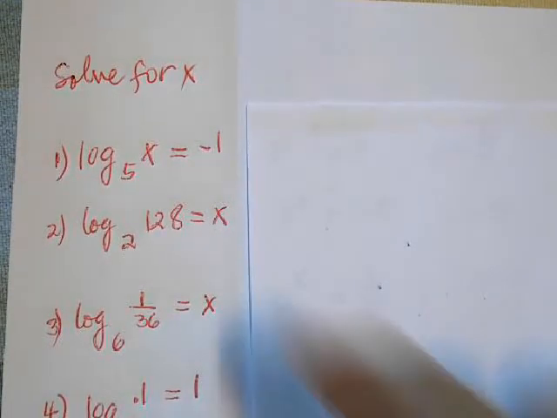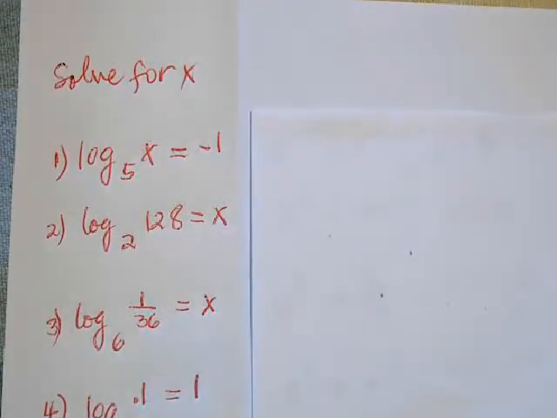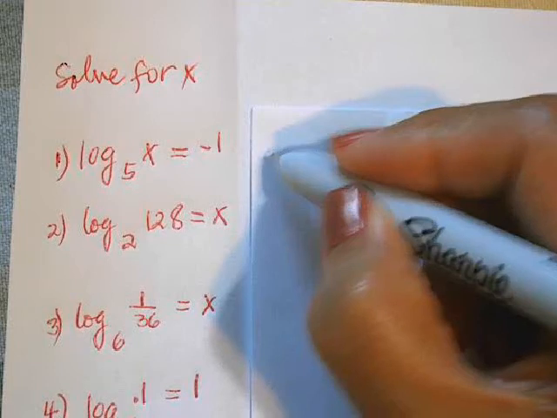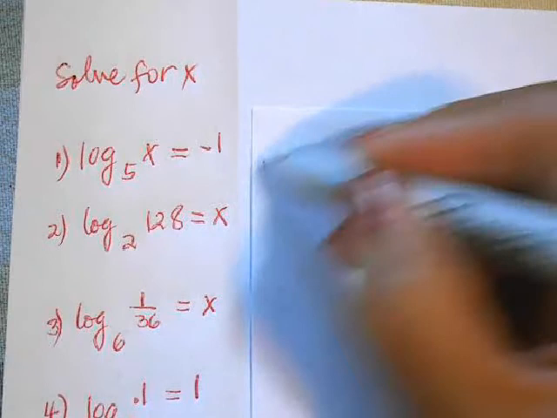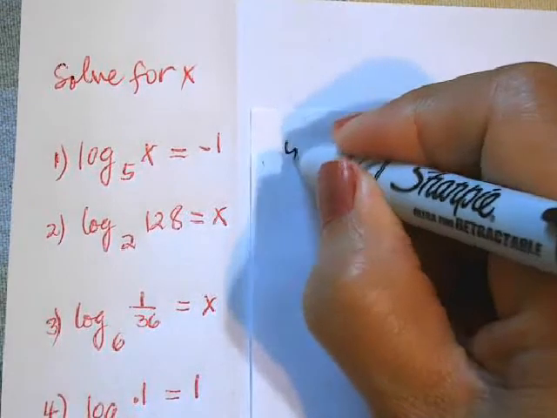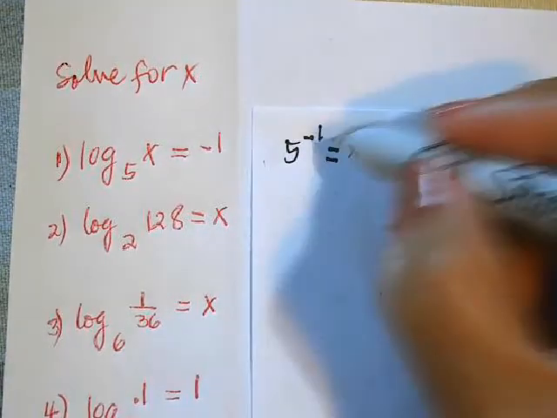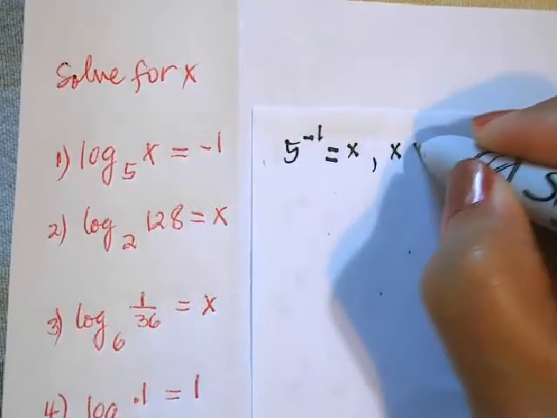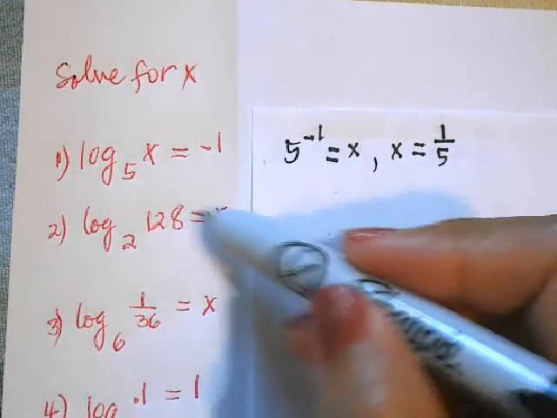And also to solve it vertically, but here I'm just going to solve it horizontally. So you just write it, do not put an equal sign here. You could put a comma if you like. So that will just be 5 to the negative 1 is x. 5 raised to negative 1, if it's raised to negative it will become a fraction, so you just write x is equal to 1/5.